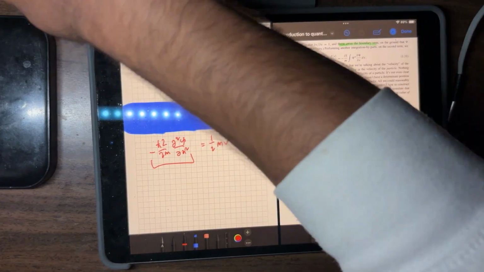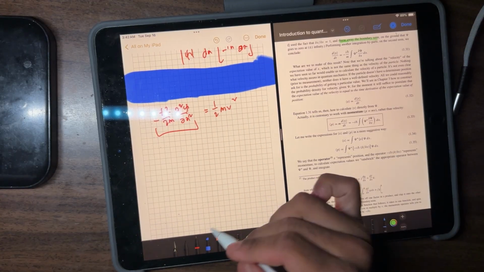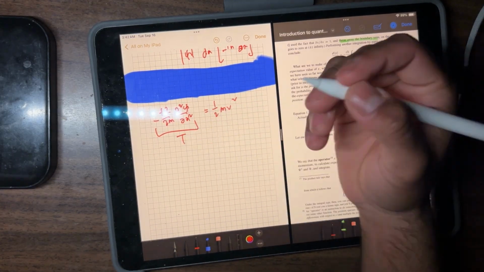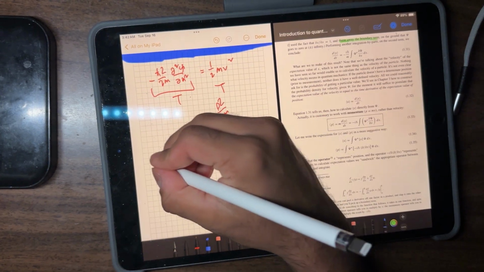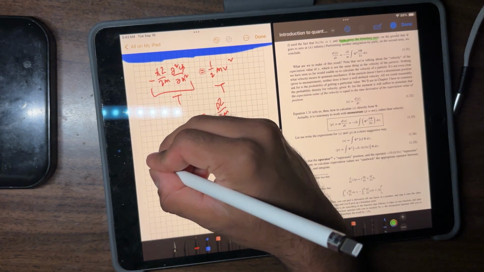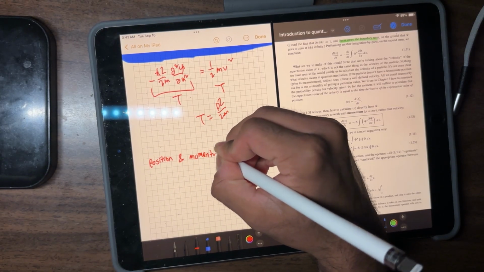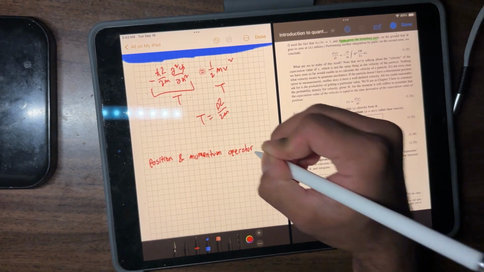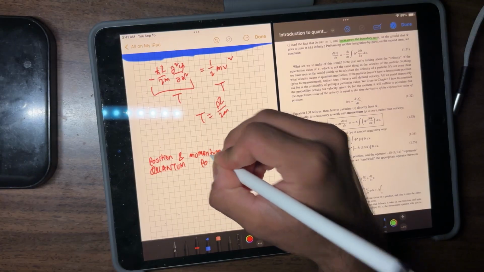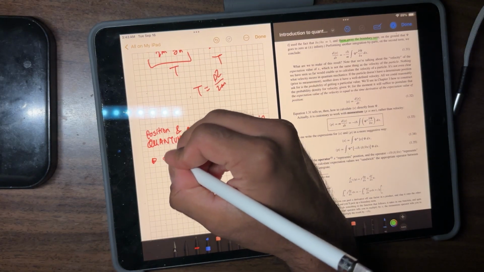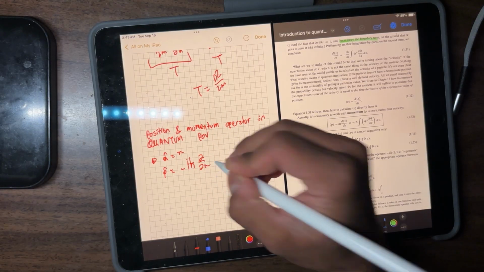Okay, wait. Position operator is what? So we have our general equation. So T here, which is kinetic energy, is p square by 2m. So position and momentum operator. Momentum operator in quantum POV. So the operator for x would be x, operator for p would be minus iota h bar curl by curl x.